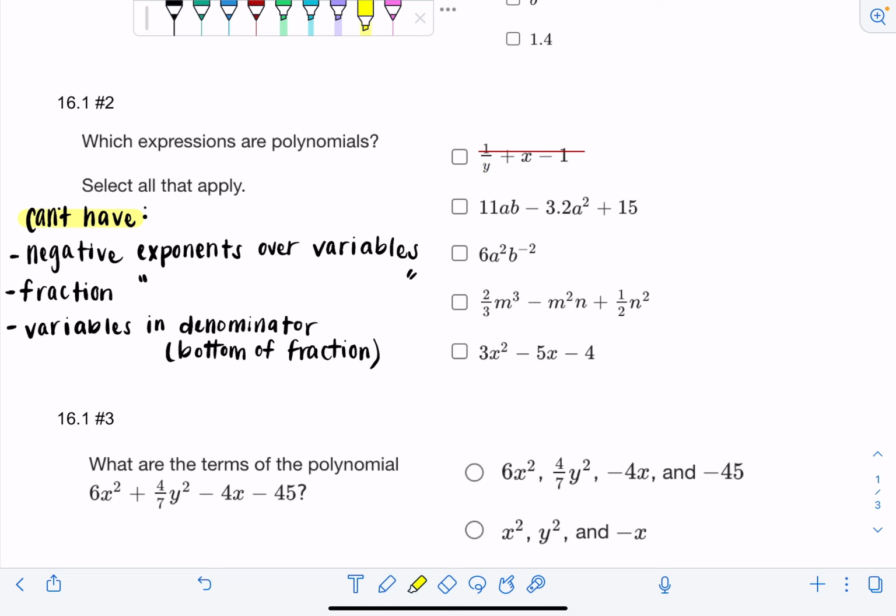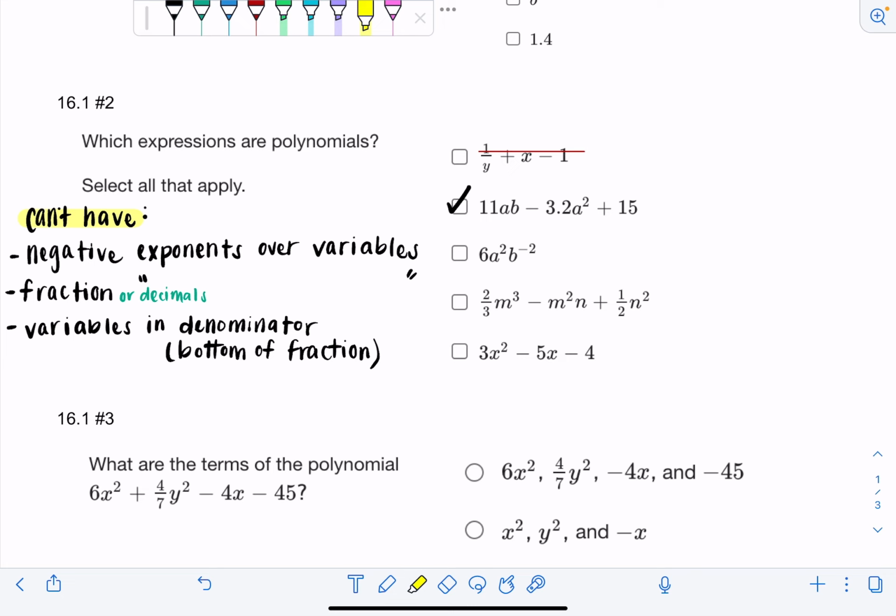Okay, for the second one, 11ab minus 3.2a squared plus 15. This one has a decimal, which we do have a rule about, not having fractions or decimals. But it's only a problem if it is in an exponent form over the variable. So having the 3.2 as a coefficient, that's okay. If 3.2 was an exponent over our variable, that would be a problem, but it's not, so it's okay. So this one doesn't break any rules, so we would check this one.